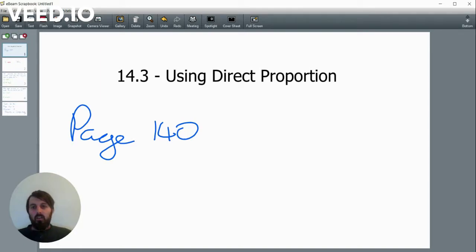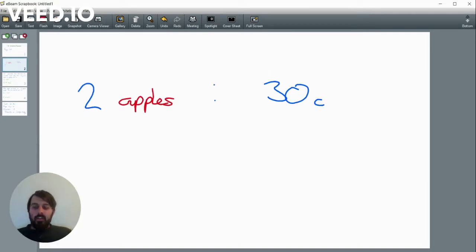Okay? So direct proportion. Direct proportion is just when, if one thing increases, the ratio with something else stays the same and increases by the same proportion. So again, that sounds a bit confusing. I'm going to show you some examples.